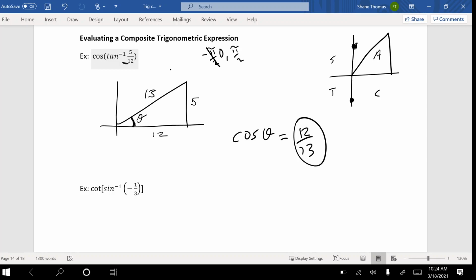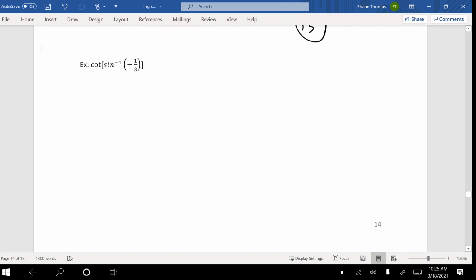Okay? I think these ones are honestly easier than the other ones. I mean, the other ones you got to sit there and check it. Is it in the interval? Yada yada. These ones just set up a triangle. Okay? Let's do one more and we'll call it done for the day.